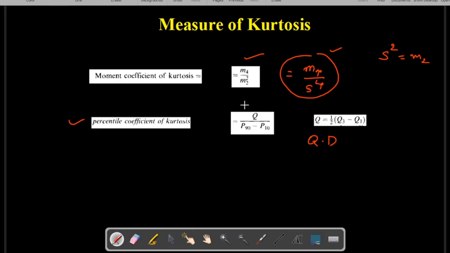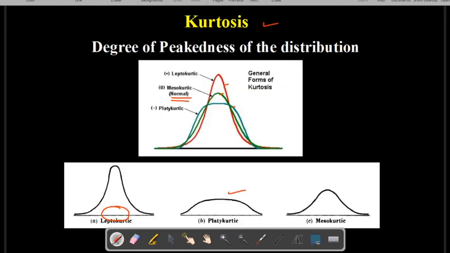Those moments you have to find first, then you find this, or you can directly find this using x minus x bar. That will also be time-consuming. And here also, finding q1 and q3, all these are time-consuming, so it will be a lengthy problem. So it will come for higher marks. So do the calculation carefully.